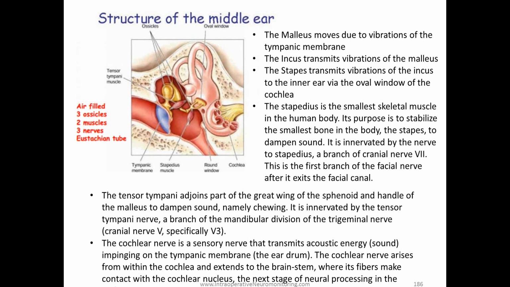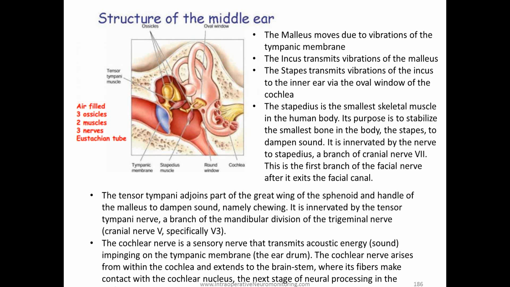The stapedius is the smallest skeletal muscle in the human body. So whenever it's the smallest or the largest or the first or the last, you should try to memorize what that is, because those are easy and honestly lazy neuroanatomy questions that they could ask.